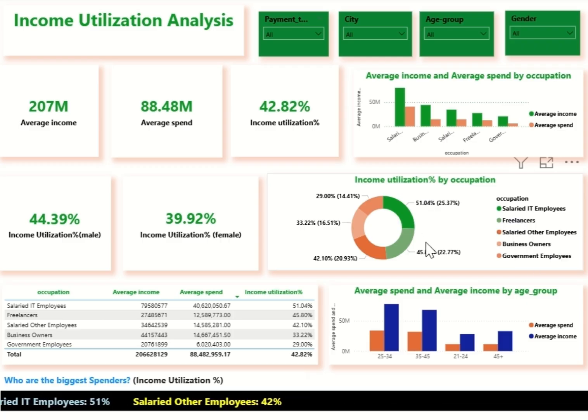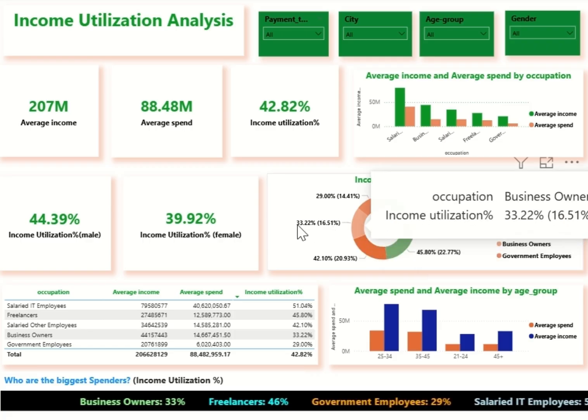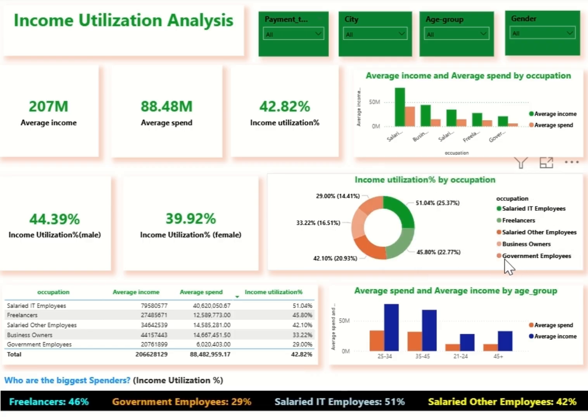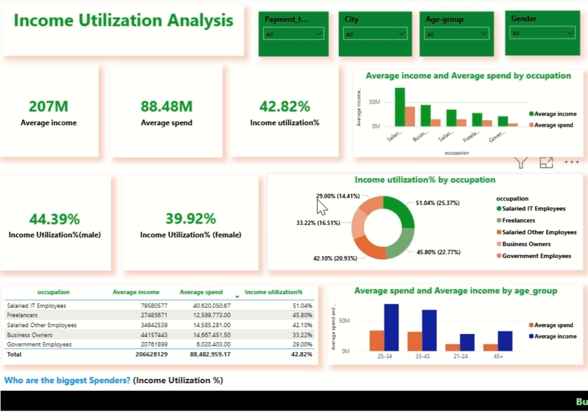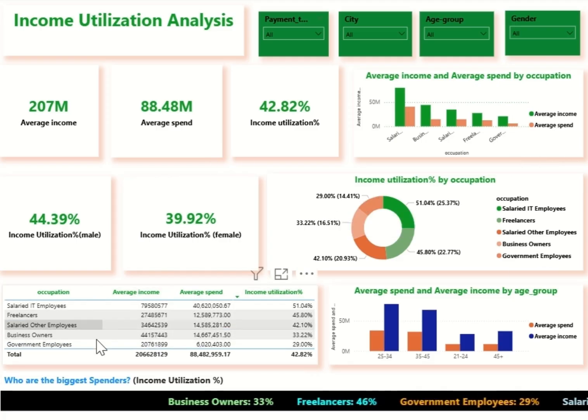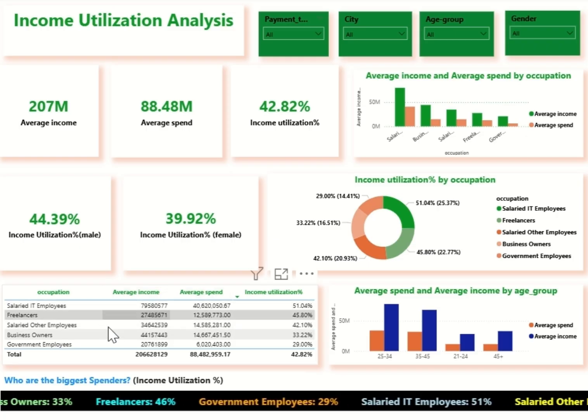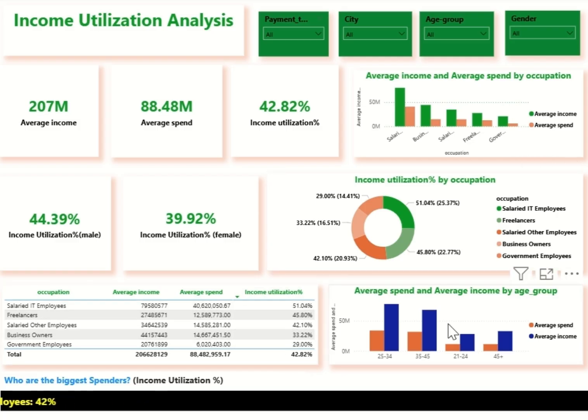And then we have freelancers. You can see they spend 45, and business owners spend 33, and then we have government employees. These are the lowest in terms of spending. They spend 29%. And then here we have the table. In this table, we are generally summarizing the occupation, average income, the average spend, income utilization, and so forth.